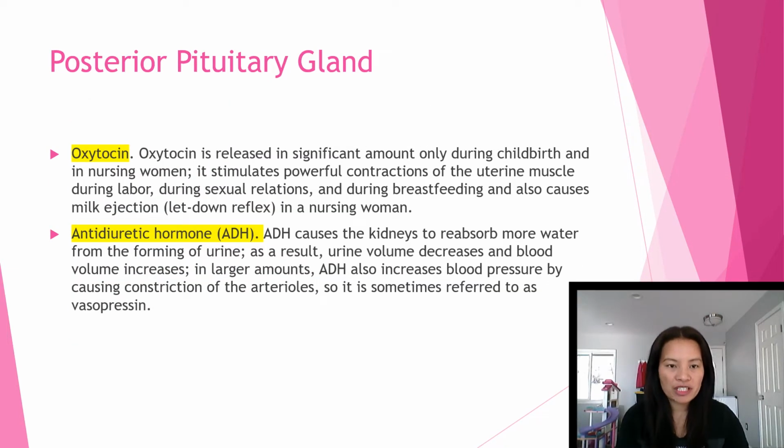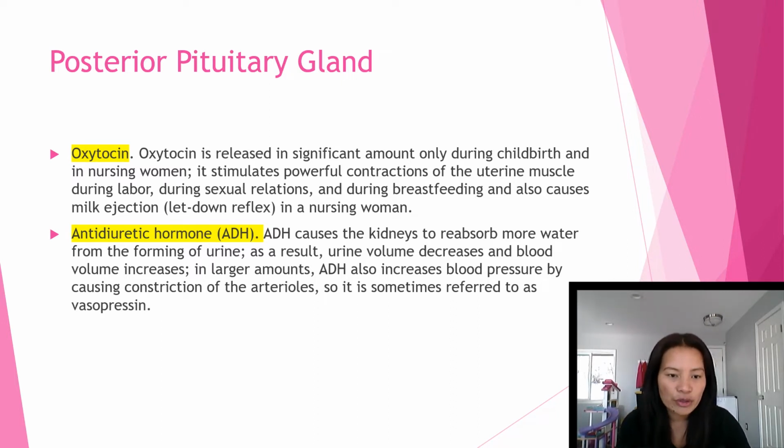Okay, for the posterior pituitary gland, we have oxytocin and antidiuretic hormone. Oxytocin is released in significant amounts only during childbirth and in nursing women. It stimulates powerful contractions of the uterine muscle during labor, during sexual relations, and during breastfeeding, and also causes milk ejection or the let-down reflex in a nursing woman.